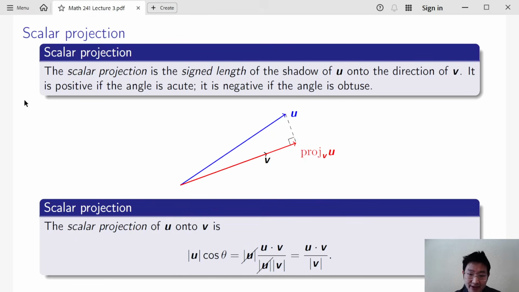The scalar projection is equal to the norm of u times the cosine of the angle between u and v. And remember that we can compute the cosine of the angle using the dot product. Cosine of the angle is equal to the dot product of u and v over the product of the norms of u and v. And in the formula, we can cancel out the norm of u here. And the scalar projection is equal to the dot product of u and v over the norm of v.